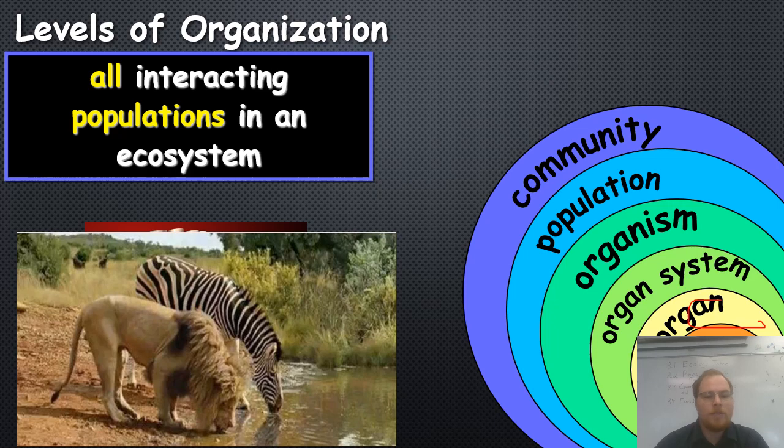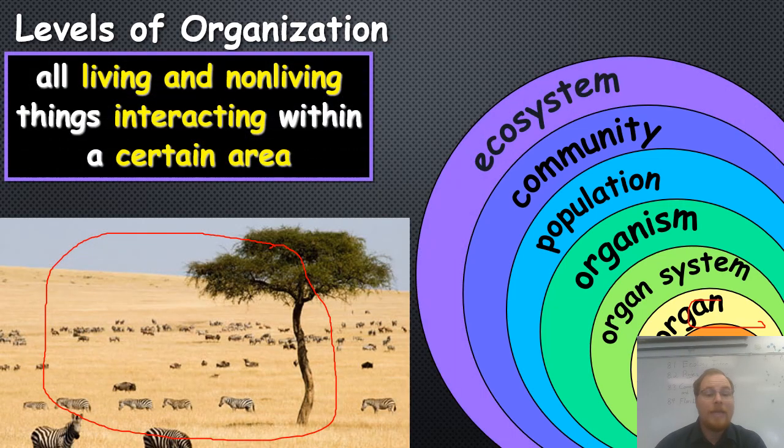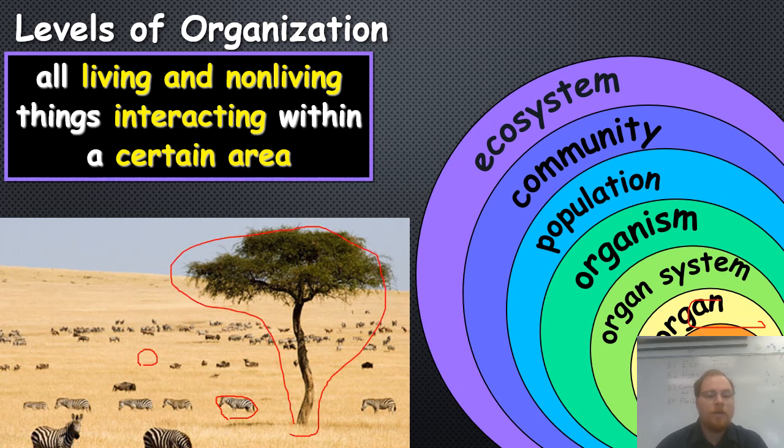So if we're going to keep up with this savanna Africa scenario that we're talking about, a community would be the lions and the zebras and all the other organisms that are in that ecosystem. An ecosystem is all the living and non-living stuff inside of this particular area and how they interact. So when we're talking about ecosystem, we're talking about the zebras, the lions, the grass, the tree, the rain, the wind, dirt, everything. Okay, that is an ecosystem.